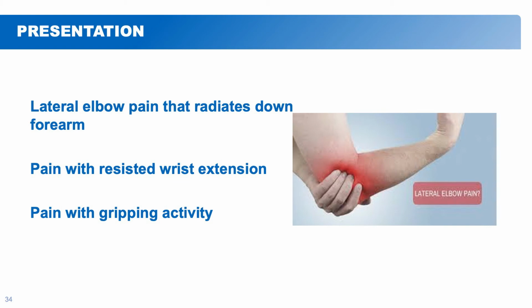So how is lateral epicondylitis going to present? It's going to present as lateral elbow pain that radiates down the forearm. You're going to see pain with resisted wrist extension, as well as resisted finger extension here, and also pain with gripping type activities. This will often be seen in individuals who do a lot of typing and a lot of wrist type activities, and it's often due to overuse, chronic wear and tear type issues.